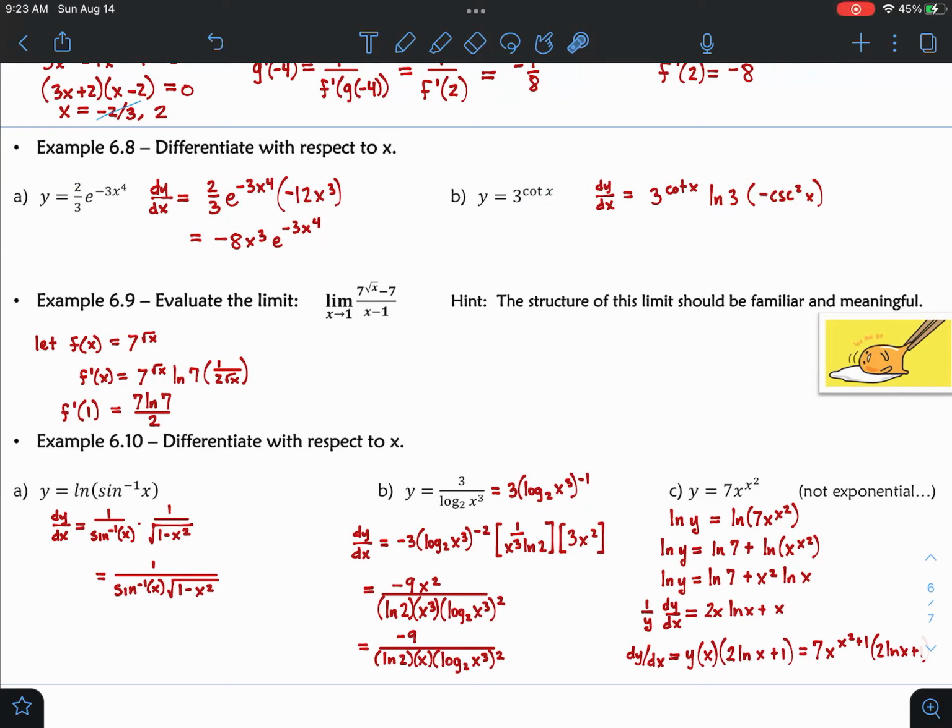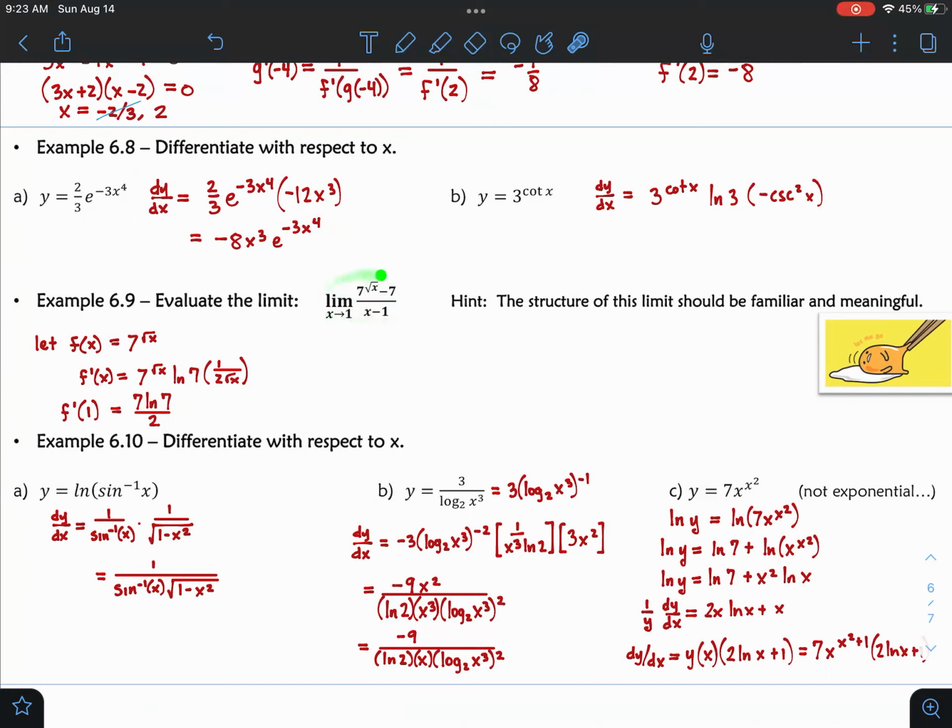All right. Example 6.9 looks kind of funky again. This is yet another example where this limit that I'm throwing at you is actually one of the limit definitions of derivative. It's the alternate form, which means x approaching 1, we see x minus 1. This top then is f of x minus f of 1. So basically, the function that this limit corresponds to is 7 root x. The limit here says find the derivative of 7 root x precisely when x is 1.